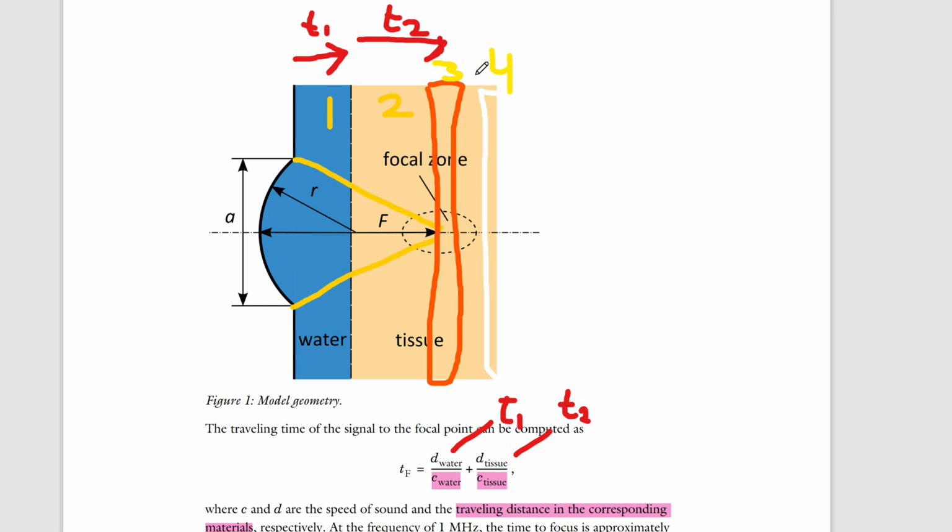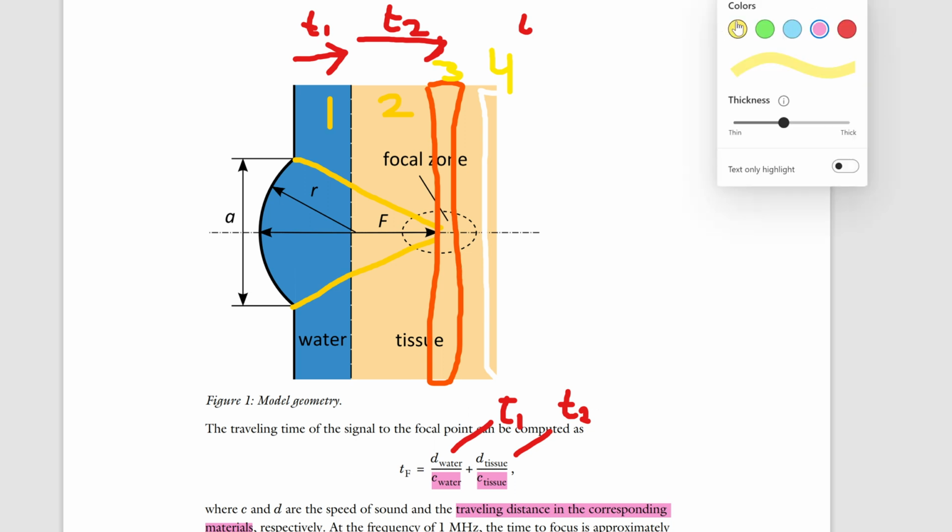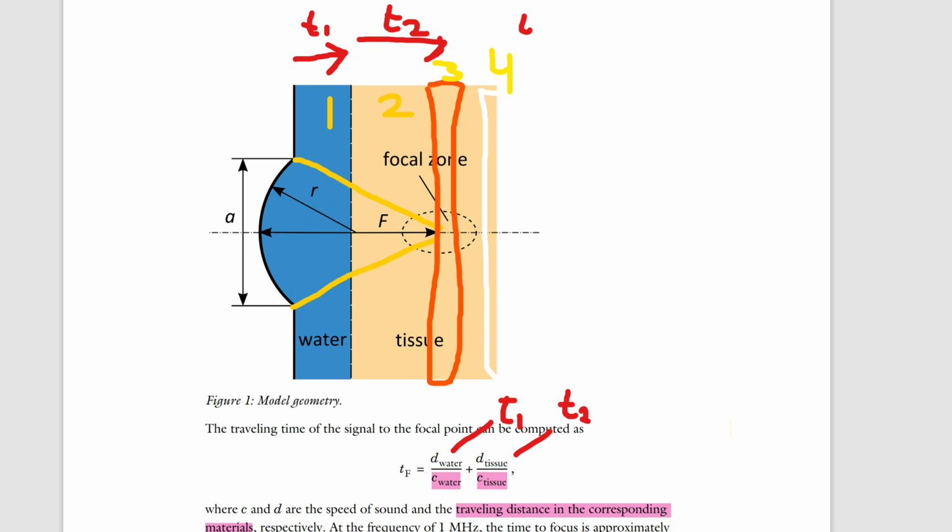And if we had different materials, then we would have 3 and 4, depending on what we had. And then we would just have the distance here of tissue 1 plus the distance of tissue 2 divided by the speed of sound in that tissue. So let's continue. Respectively, at the frequency of 1 megahertz, the time to focus is approximately equal to 41 over frequency.